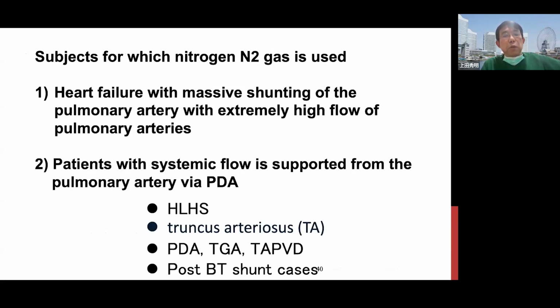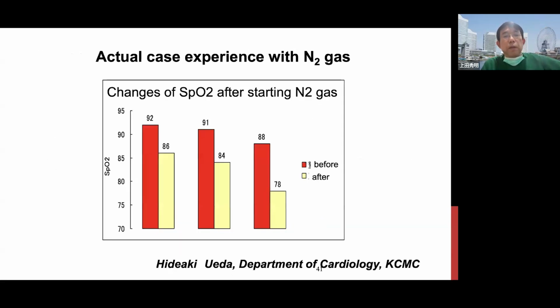So which patients should receive nitrogen gas? Heart failure with massive shunting of the pulmonary artery, with extremely high flow to the pulmonary arteries, are indicated. Also patients with systemic flow supported from the pulmonary arteries via PDA, such as HLHS, truncus arteriosus, PDA, TGA, TAPVD, or post-PD shunt cases.